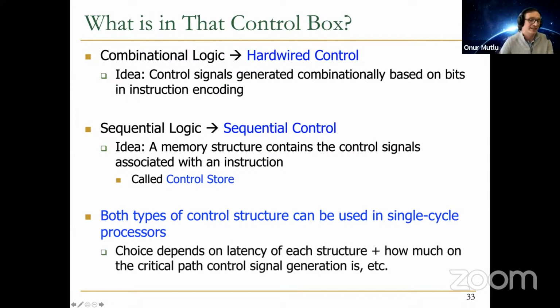And you need to be careful. The choice essentially depends on the latency of each structure and how much control signal generation is on the critical path, etc. Whether you can build a memory access or a small sequential access relatively quickly, etc. I'm not going to go into the sequential control right now, but we will talk about how to do sequential control in multi-cycle machines in a little bit, though we're not going to go into a lot of detail.